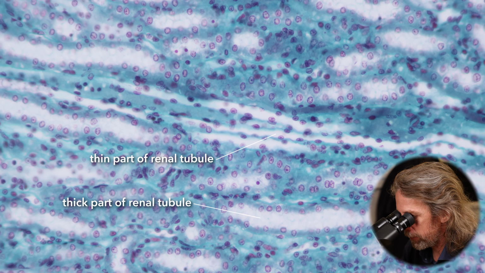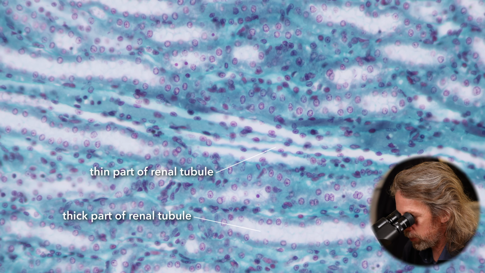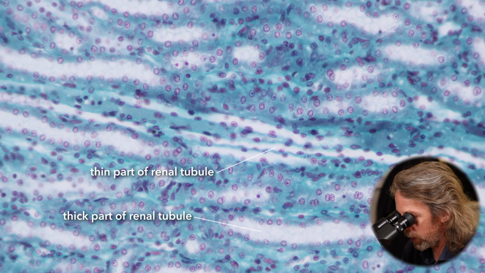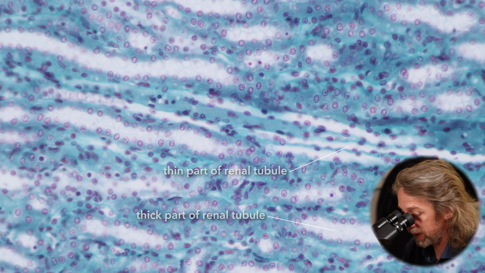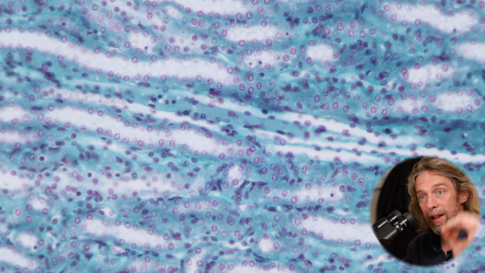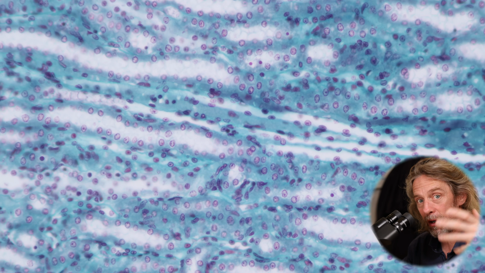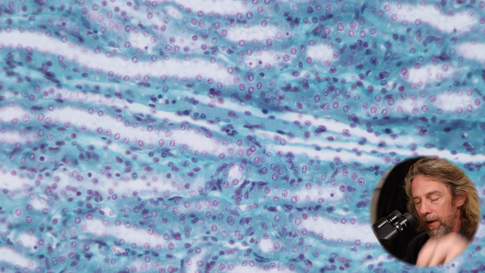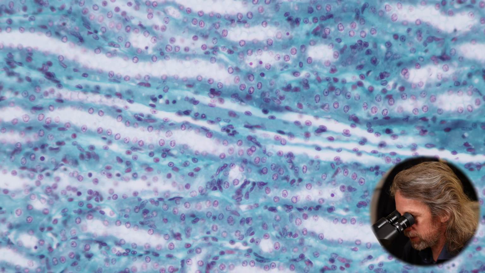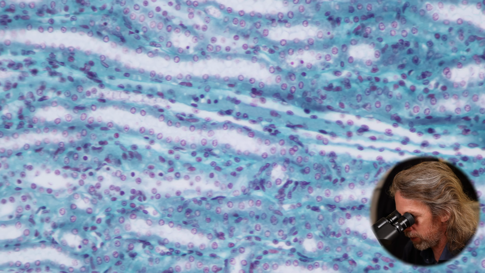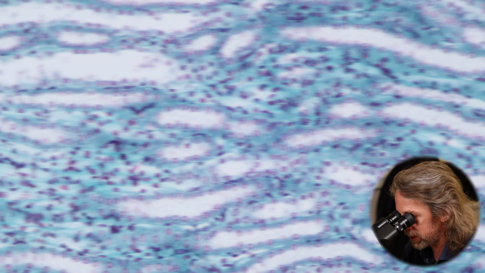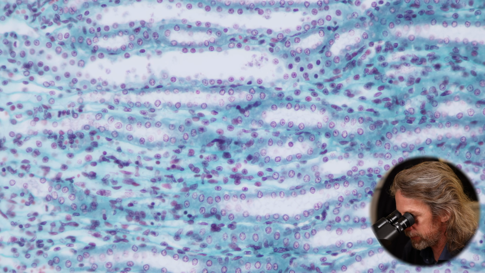So we're going from a simple cuboidal epithelium to a simple squamous epithelium as this is thinning. And the cell shape is changing because the functions of the renal tubule are a little different as we go along. But I am not going to describe all that. That's for the physiologists, right?